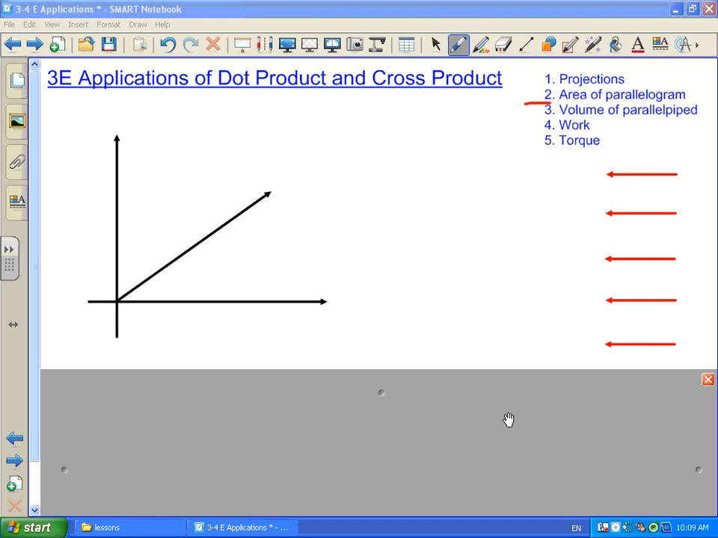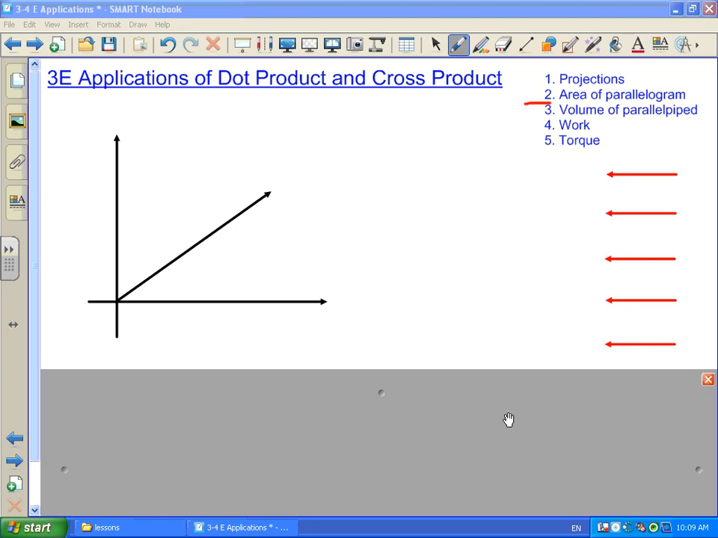So we're talking about applications of the dot product and the cross product. The first one that we want to talk about is projections. Now, to understand why we want to look at projections, let's go back and look at what we were doing when we first started talking about algebraic vectors.